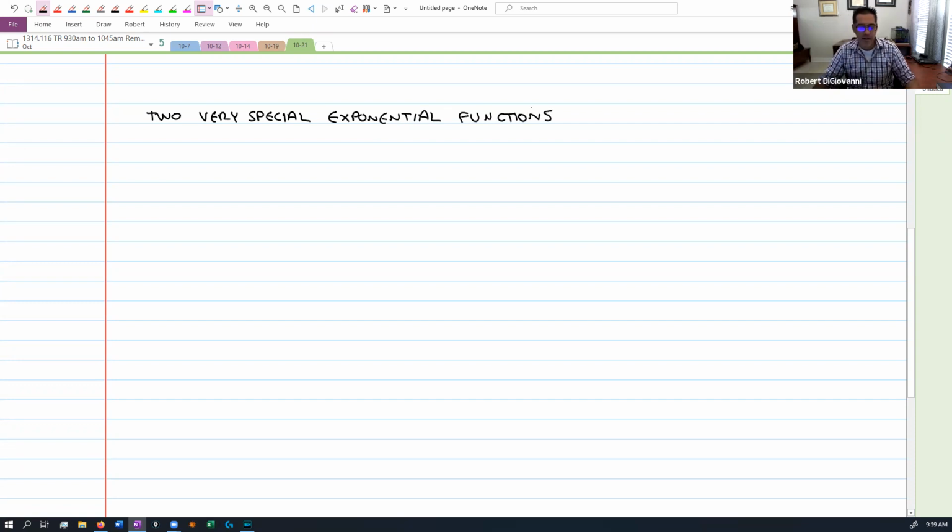So when you think about it, an exponential function can have any number as its base, as long as it's positive and it's not 1. So there's an infinite number of numbers that you could use. You could use 2 or 3 or 4 or 5, and you go forever. But there's two that are really special that we use almost exclusively in all branches of science. And the two very special ones are these two.